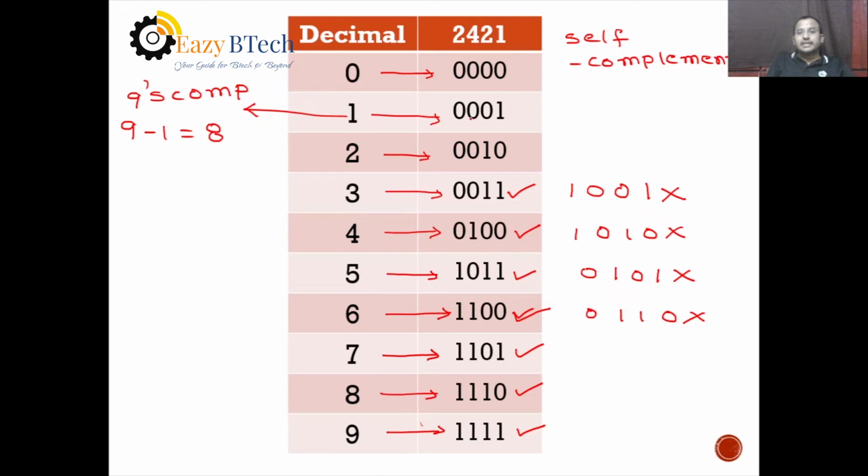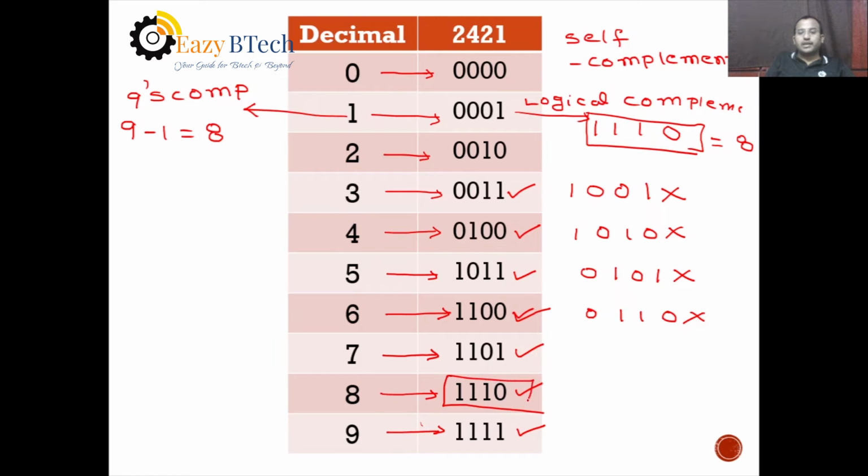So for 1, this is 0001. If you take the logical complement, we have to simply interchange zeros and ones. So 1110 is the logical complement of this, which is nothing but 8. You see, this is the representation of 8, 1110. Whenever we get the arithmetic complement by simply taking the logical complement, such codes are called self-complementing codes.